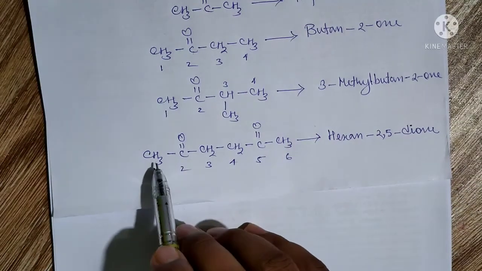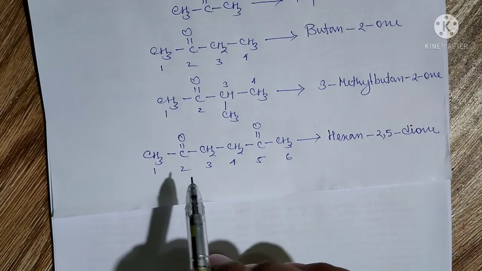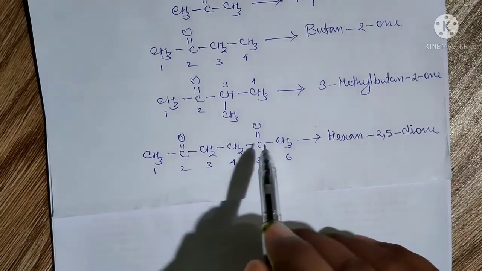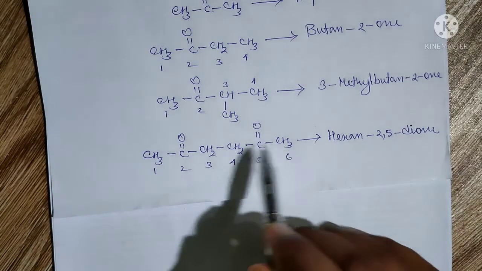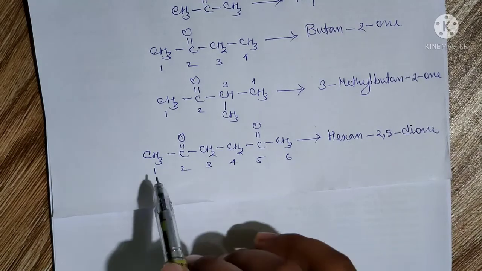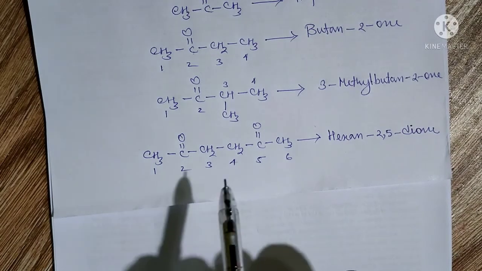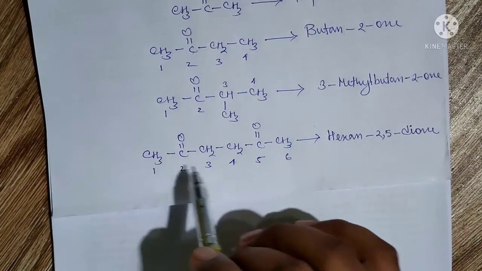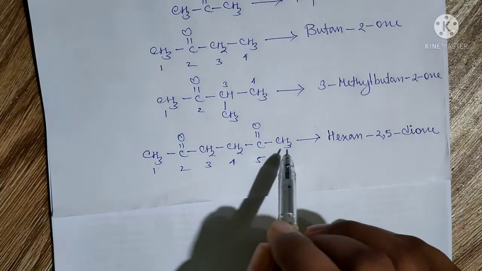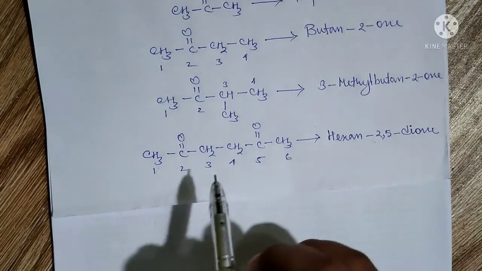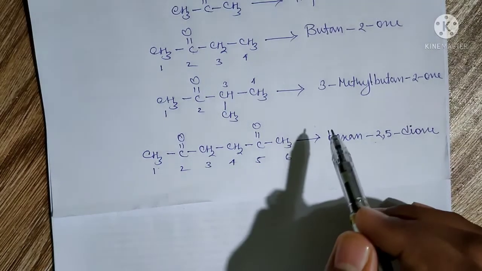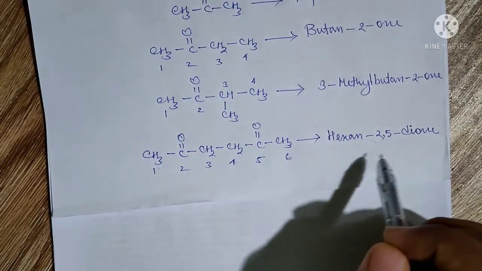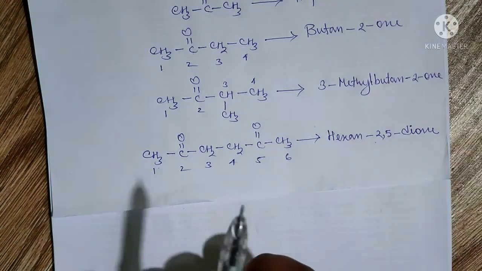See, here there are 6 carbon atoms and there are 2 functional groups. 2 ketonic groups are present. Okay, so you can count from any side because from whichever side you count, the first ketone gets the second position and the next ketone gets the 5th position. Here I am counting from left hand side. So 1, 2, 3, 4, 5, 6. Hexane 2,5 dione. If 2 one are present, one means ketone. If 2 ketones are present, then we will write dione. So hexane 2,5 dione.